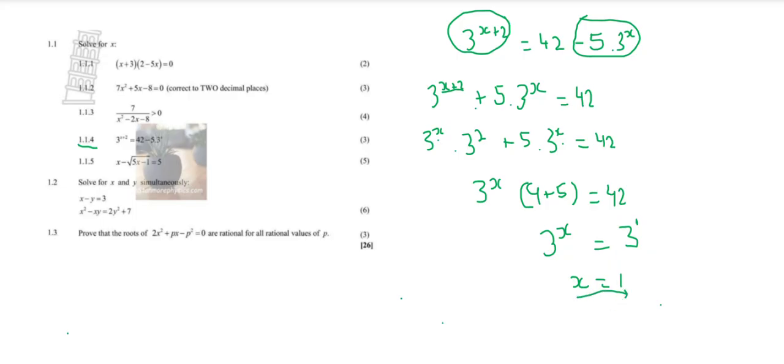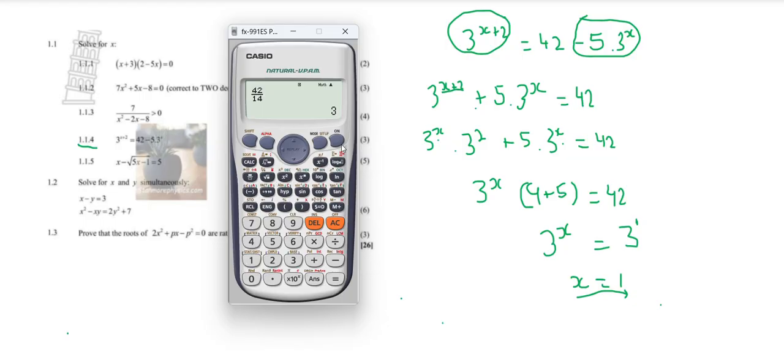If you want to see that you are right, you can double check by saying open bracket 3 raised to the power of 1 plus 2, then plus 5 open bracket 3 to the power of 1. Let's see the answer it gives us. It gives us 42. We can see that this x value of 1 is correct.